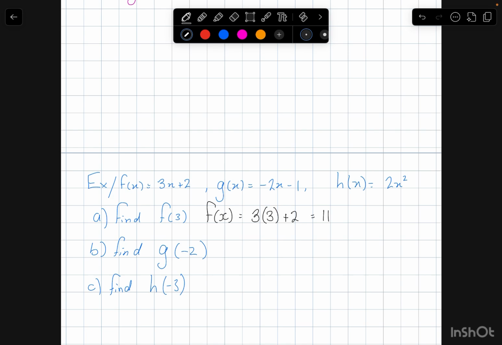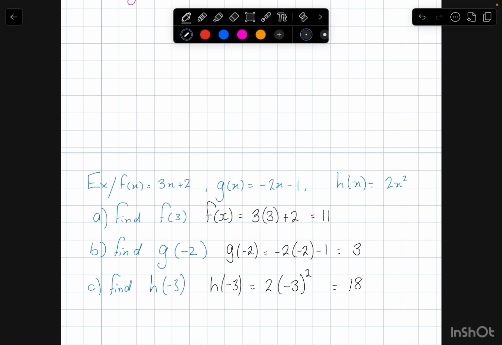Now g of negative 2. I'm looking at my g function, so I'm going to write g of negative 2, and wherever there's an x inside my function, I'm going to replace it with negative 2. So negative 2 times negative 2, take away 1. I've got positive 4, take 1 is 3. And then finally with h, we've got 2x squared. So h of negative 3 equals 2 bracket negative 3 squared. Now negative 3 squared is 9, and 2 times 9 is 18.